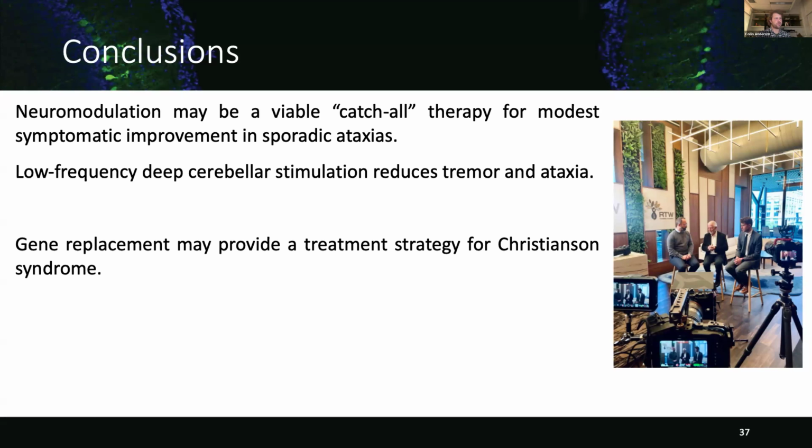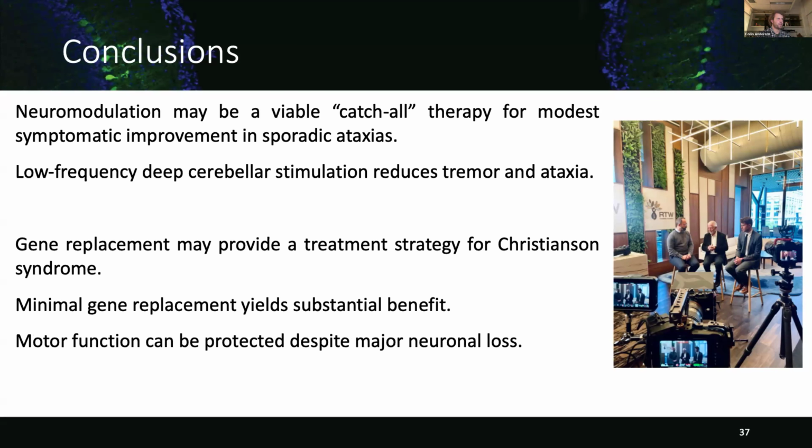We've seen really promising results here in the rat model so far. And what's been really nice to see is that a very minimal amount of gene replacement yields a very substantial degree of benefit, which is great because we can provide smaller doses and perhaps have a significantly decreased risk of toxicity. What was nice to see is that motor function can be relatively protected despite a fairly major amount of neuronal loss. Obviously, there's a lot more work that's still needed to be done.